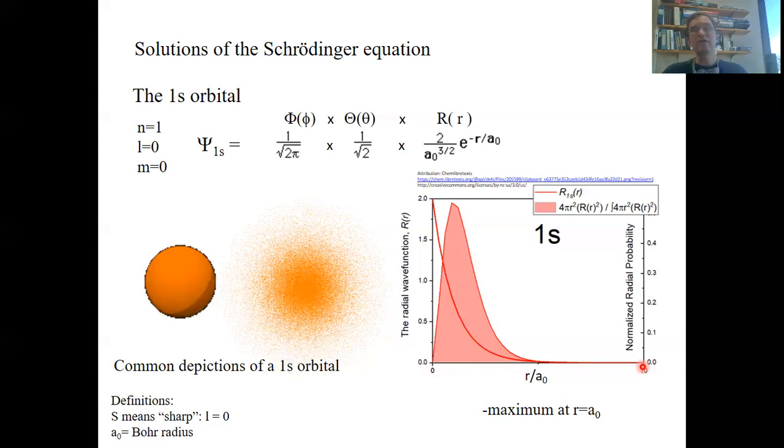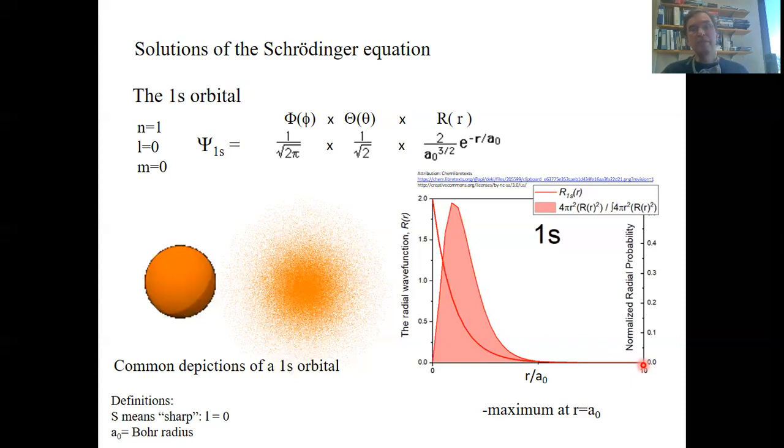So now that is also interesting in the context of defining the size of an orbital, because this radial probability function here approaches 0, but it actually never becomes 0. Therefore, even at very large distances from the nucleus, there's still a probability to find the electron, even though that probability may be very small.